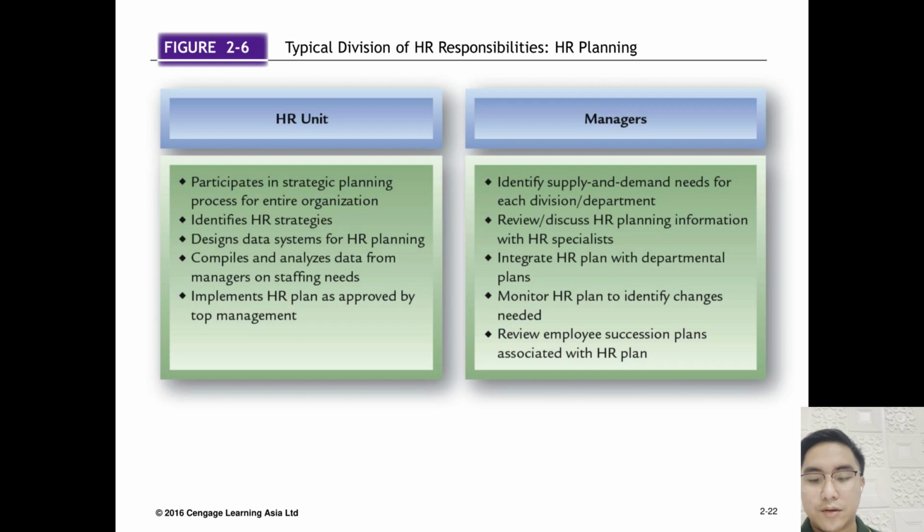As for the managers, they identify supply and demand needs for each division or department, review or discuss HR planning information with HR specialists, integrate the HR plan with departmental plans, monitor HR plans to identify changes needed, and review employment succession plans associated with the HR plan.